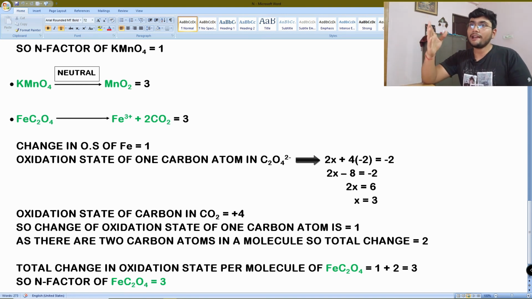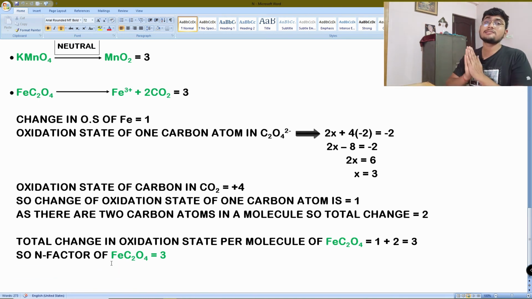So basically iron is giving a change of 1 oxidation number, and oxalate is giving a change of 2 oxidation number. So total will be 1 plus 2, which is equal to 3. Alright, so you see 1 plus 2 equal to 3. So basically the N factor of ferrous oxalate is 3. Alright, I hope this is clear to you. So that's all about N factor.